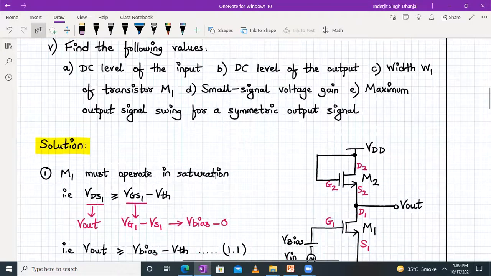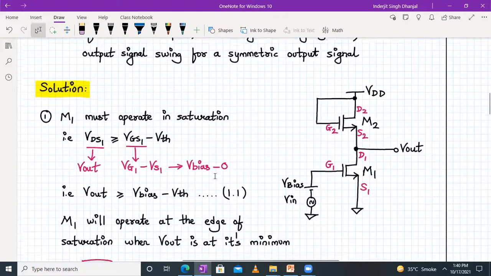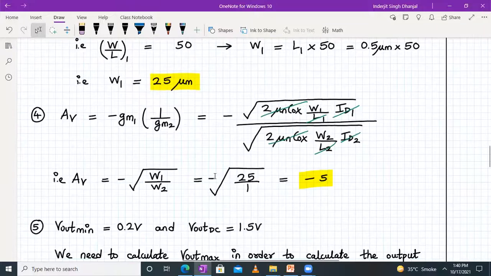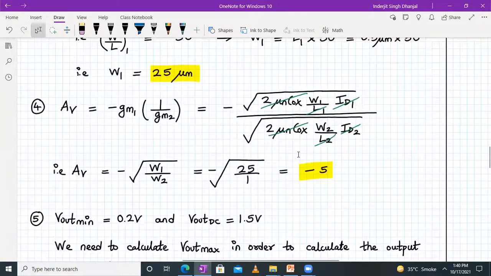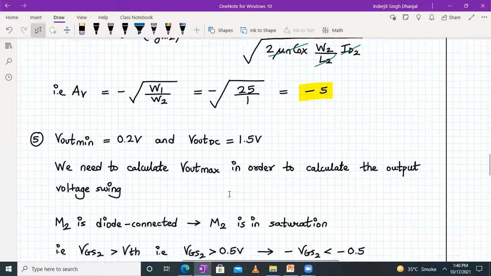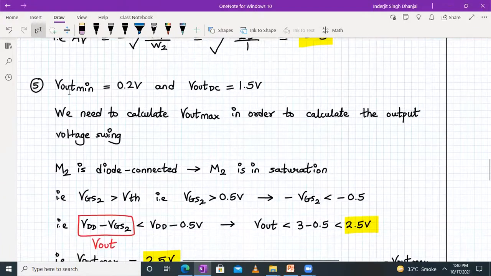So let's find out the maximum output signal swing. Last point over here, right? Up till here, you will get around 15 marks and the last point will be fetching you 5 marks. Over here, our V out minimum value is given as 0.2. It is given in the numerical. V out DC value, we found out it's 1.5. So we need to calculate V out max in order to calculate the output voltage swing.